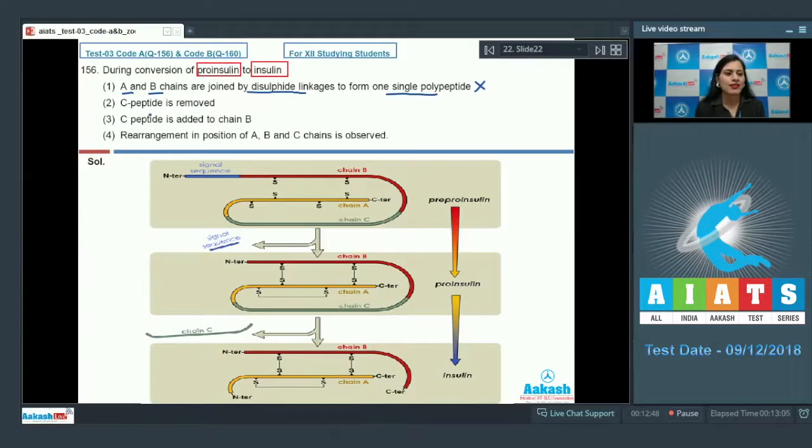The second option given is C peptide is removed, and this is a correct option and is a correct answer to our question. The third option given is C peptide is added to chain B, and this is an incorrect option. The last option given is rearrangement in position of A, B and C chains is observed, and this is also an incorrect option. So the correct answer for this question is option number 2. Let's discuss our next question.